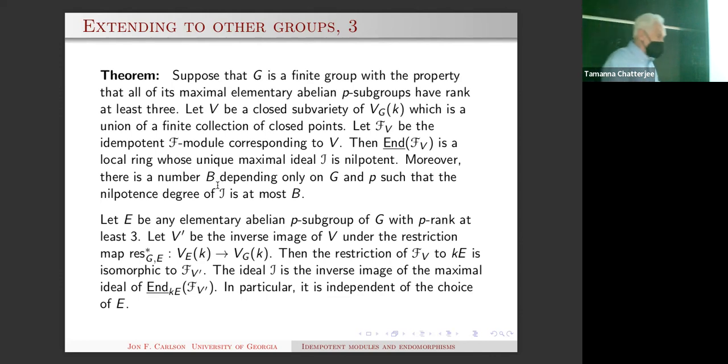And in particular, it's independent of E. You get this ideal I by this method: you restrict to an elementary abelian subgroup of p-rank at least 3, and you look at the stuff that goes to the ideal in that particular case. Okay, so it's independent of the choice of E.